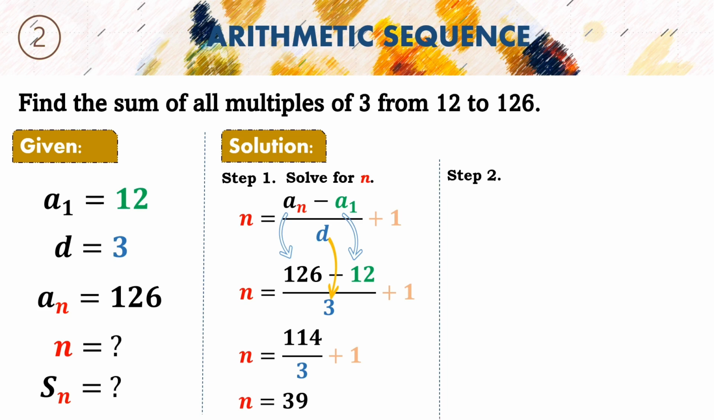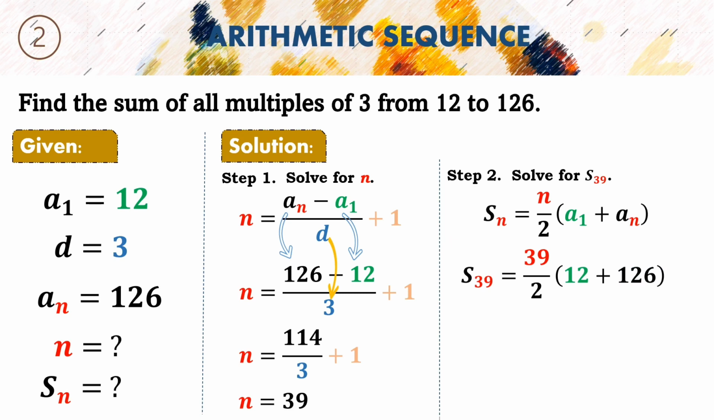Step 2, we can now solve for the sum since we know already the value of n, the number of terms to be added. So solve for S sub 39 using formula 1. S of n is equal to n over 2, quantity, the sum of the first and the last term. S of 39 is equal to 39 over 2, quantity 12 plus 126. So that is 39 over 2 times 138, or 138 times 39 divided by 2. S of 39 is equal to 2,691.